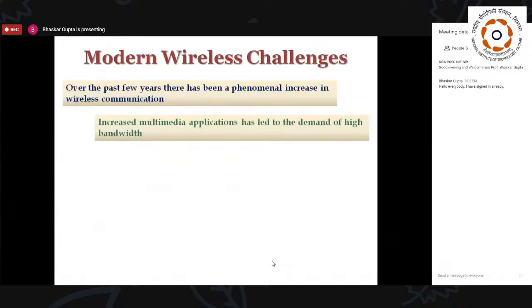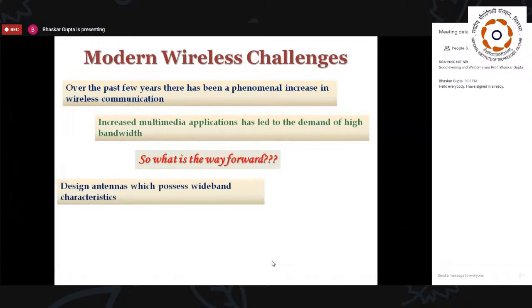Why did we take up, why did we pick up this research at all? All these things again require no further discussion. Obviously, increased multimedia applications have led to the demand of not only high, I would say, extremely high bandwidth. So something is to be done to generate antennas capable of operating at the higher end of the spectrum, consequently with quite high bandwidth. So we have to do something about this.